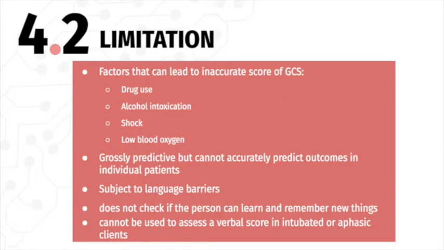So we have factors that can lead to an inaccurate score of the GCS. We have drug use, alcohol intoxication, shock, and low blood oxygen. Why is this? This is because it can alter a patient's level of consciousness. The Glasgow Coma Scale is also grossly predictive but cannot accurately predict outcomes in individual patients. This is because the GCS is used to only measure a person's LOC or level of consciousness. It cannot predict the outcome of the patient.